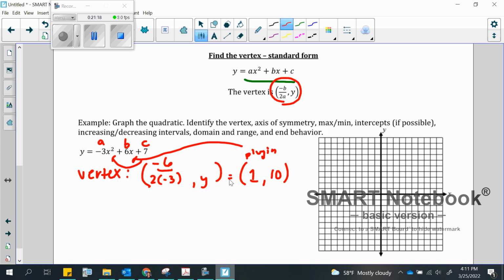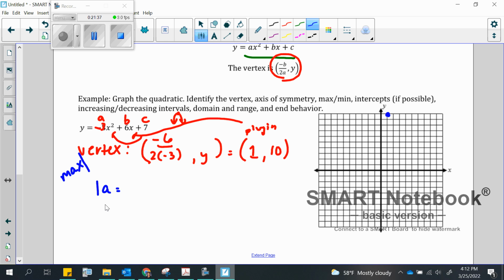Okay. Since we have a negative in front, this means that our function is facing downward. So we're going to start at 1, 10. This is our vertex. This vertex is also a maximum, so we don't have a minimum here. And then we can still use that 1a, 3a, 5a to graph.